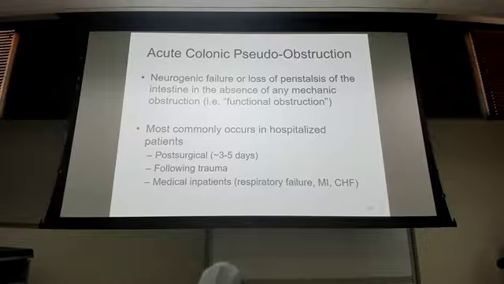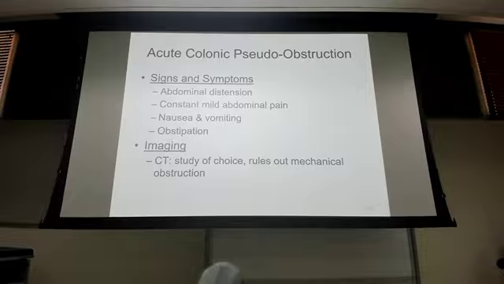Post-surgical, 3 to 5 days, we're starting to worry about acute colonic pseudo-obstruction. Trauma can cause it. And then your medical inpatients: respiratory failure, MI, CHF, so bad comorbidities in your hospitalized patients can lead to acute colonic pseudo-obstruction. Signs and symptoms: abdominal distension, mild pain, obstipation. Everybody remember what obstipation is, right?